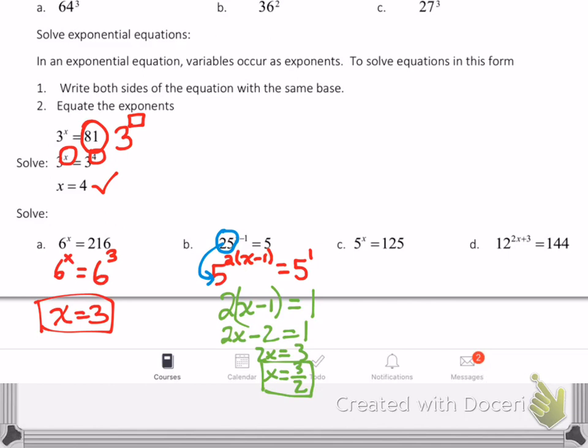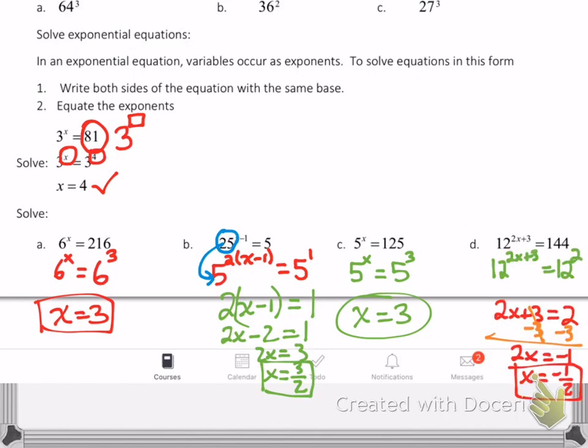Try setting up C. 125 is actually the same thing as 5 cubed, and so 5 to the x power is equal to 5 to the 3rd power, so x is simply just 3. And for part D, why don't you try that on your own? Okay, and there's my solution: x is equal to negative 1/2. If you have questions, which I'm sure we do, we'll bring them tomorrow and we will clarify either the notes, go through some homework questions, and practice this for a while.